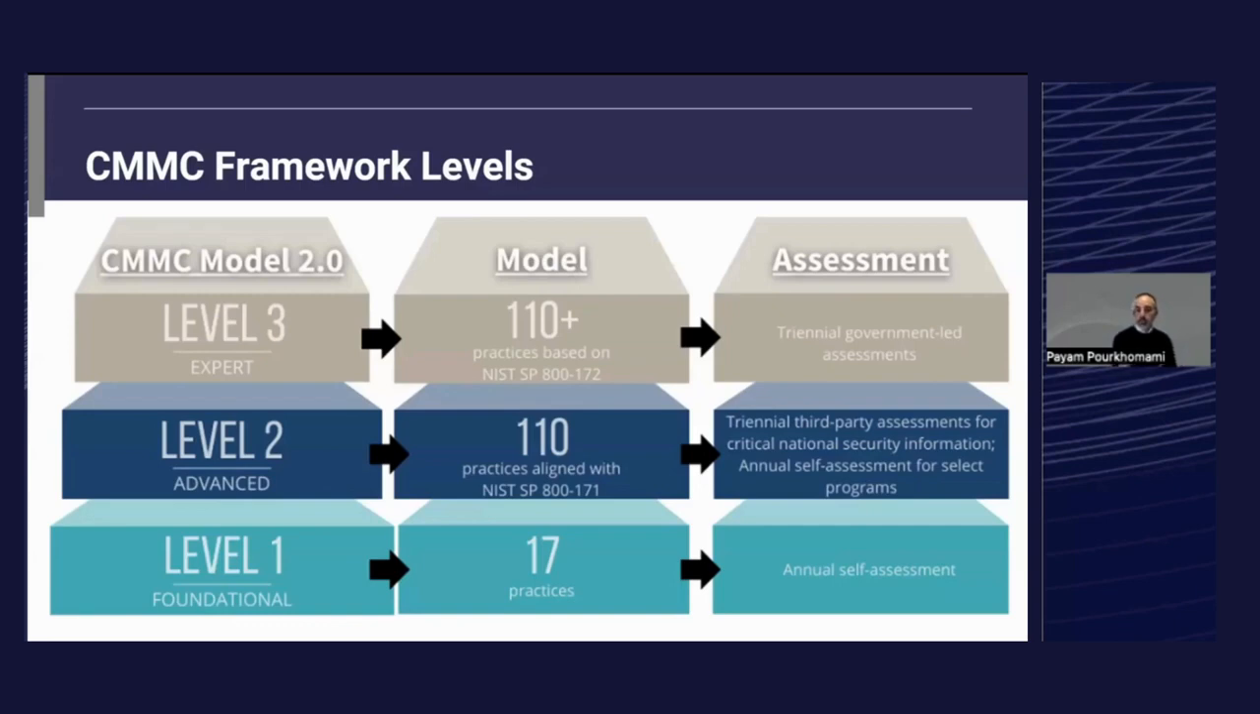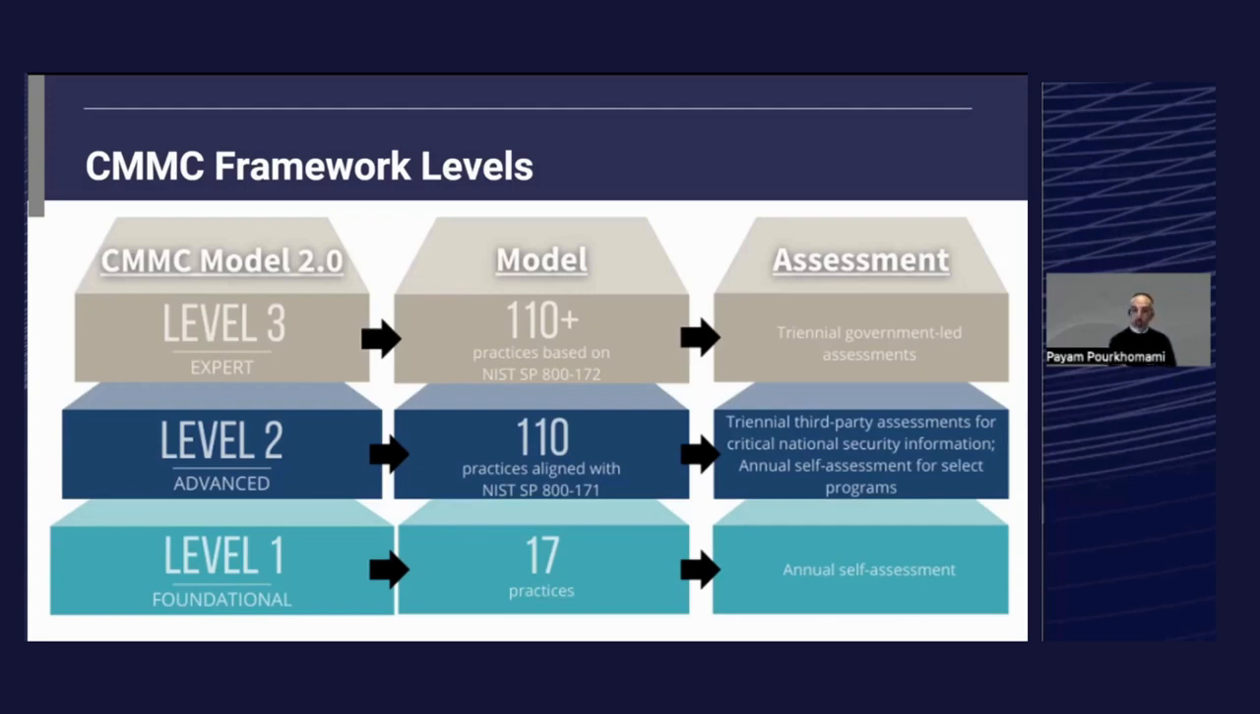At CMMC Level 2, there are 110 practices. It's intended for contractors who hold controlled unclassified information, or CUI, and validates the implementation of the 110 requirements contained in NIST SP 800-171 Revision 2. CUI is defined as government-created or owned information that requires safeguarding, is not classified information, and is information that is provided to contractors by the DoD to perform the contract.